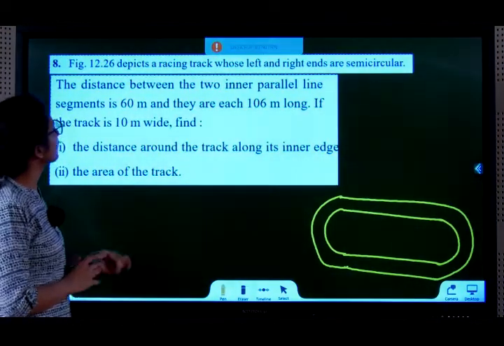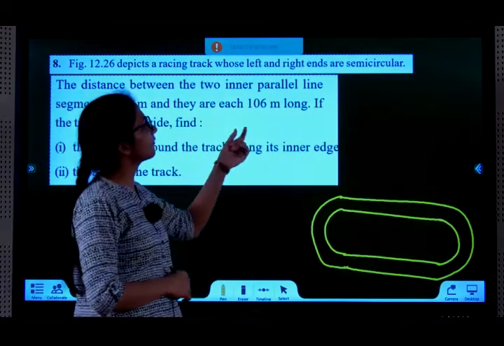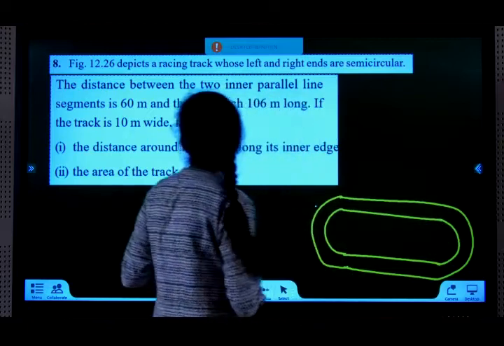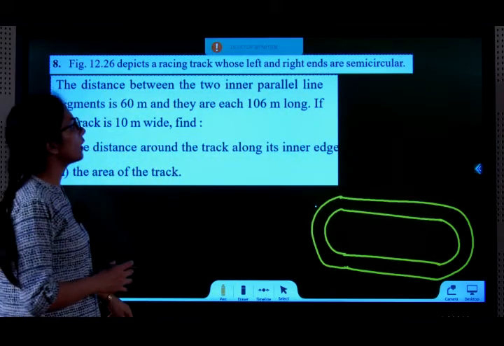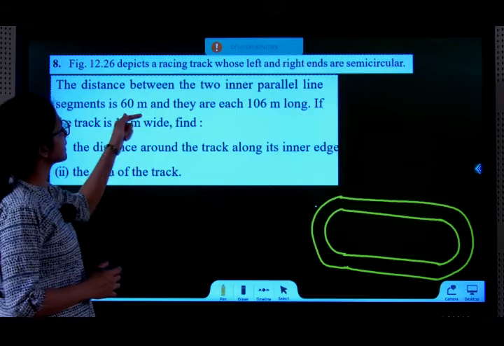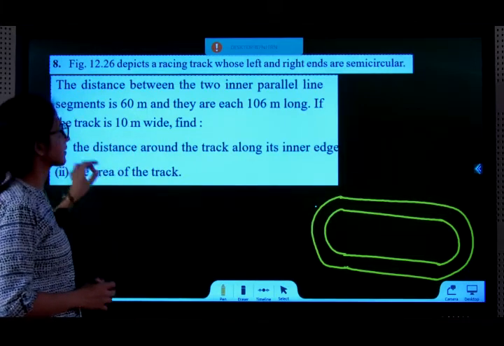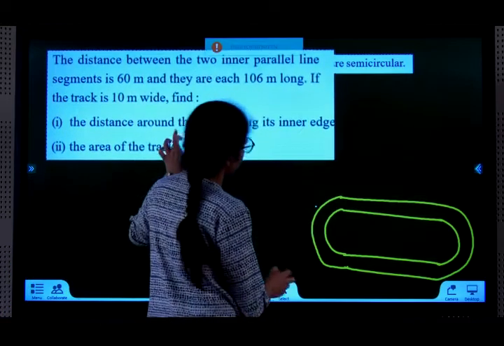Question 8. The figure depicts a racing track whose left and right ends are semicircular. This is semicircle and this is semicircle. The distance between the two inner parallel line segments is 60 meters and they are each 106 meters long. I will just enlarge this diagram.